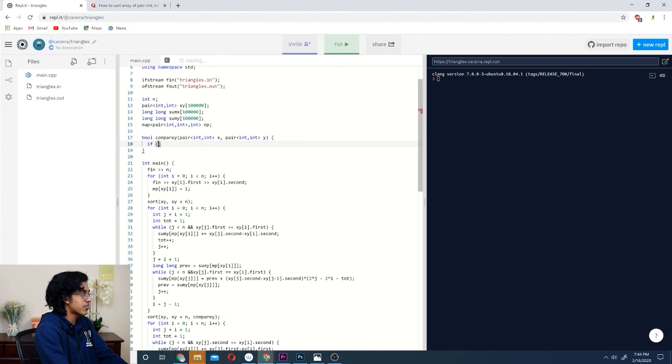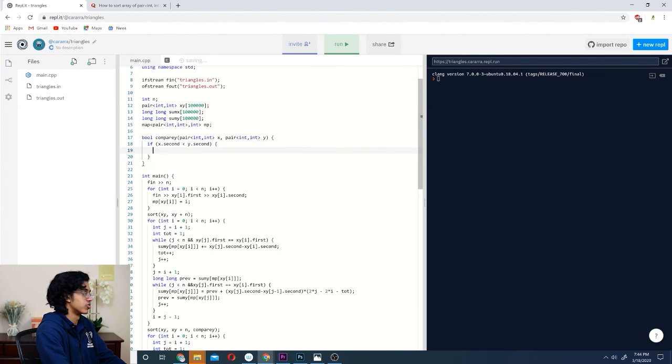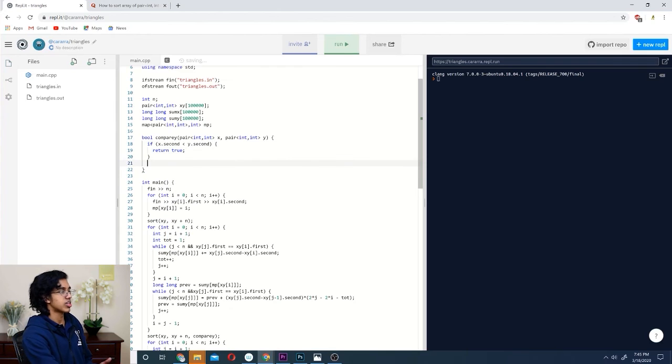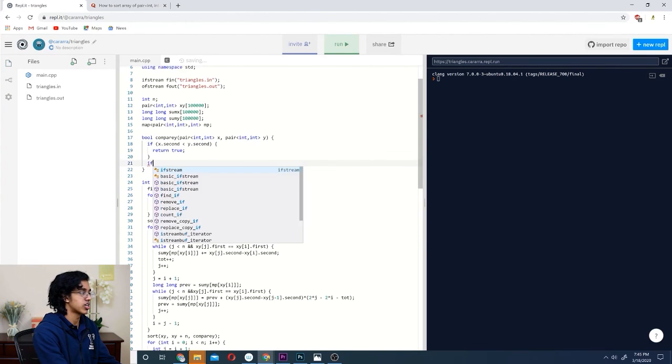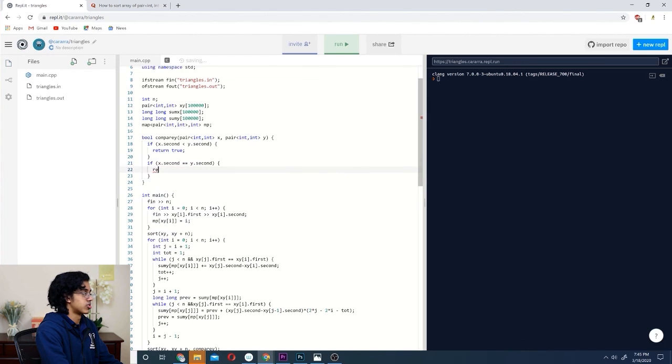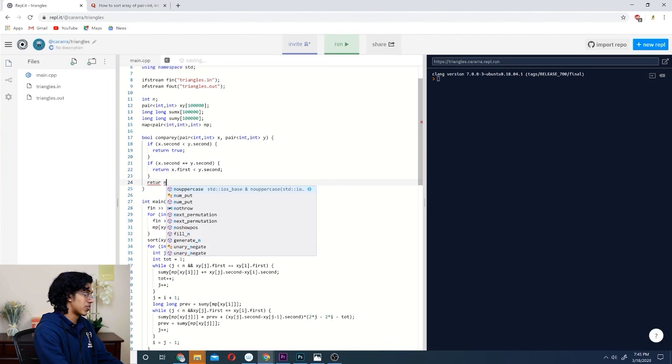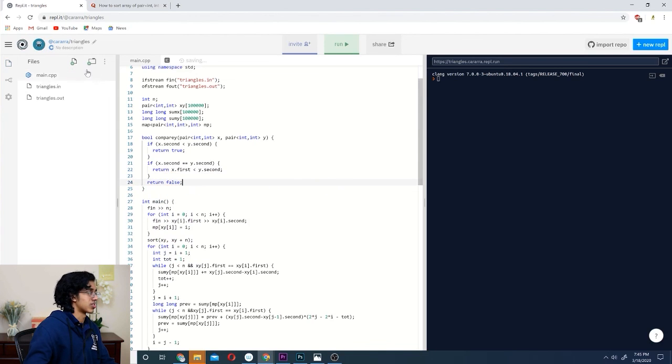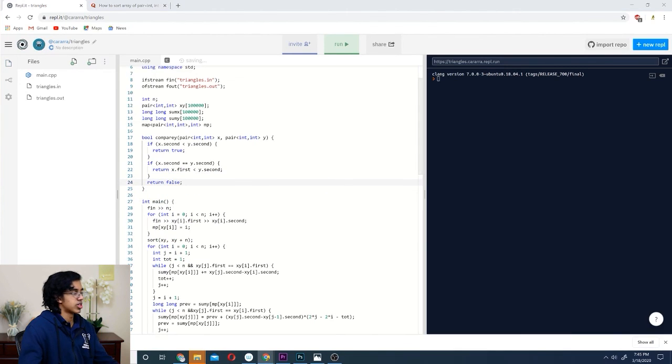Problem is you gotta do if x dot second is less than y dot second, then we automatically return true. However, we used to be doing it like else, right? But we only had to check it if x dot second is equal to y dot second. Then we return x dot first is less than y dot first. And then we return false. Okay, that makes so much more sense. Okay, this should work. Boy, that took me so long.